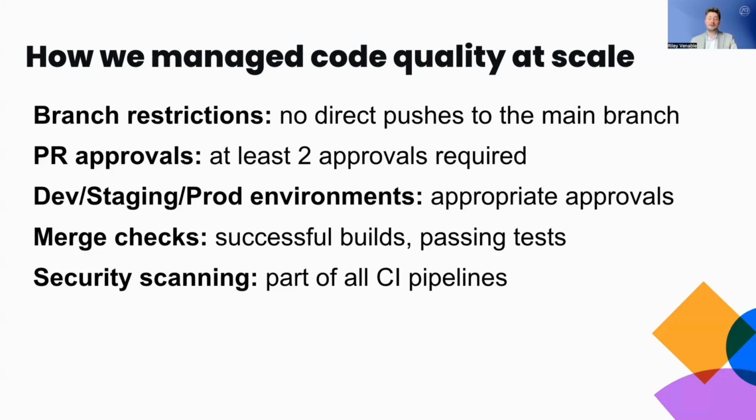We also implemented merge checks and comprehensive audit trails. This system enforced successful builds and passing tests before any merge could happen. Branches had to be up to date with main. Every action was logged, so internal audits could track who deployed what and when. This transparency helped with both troubleshooting and compliance.